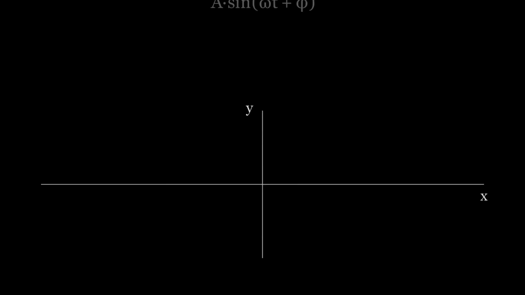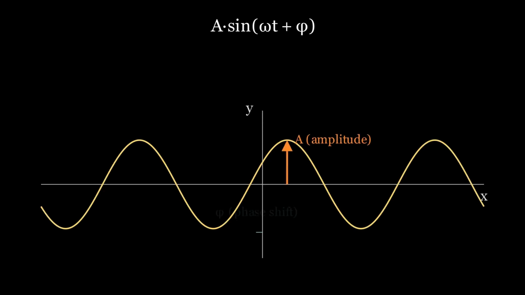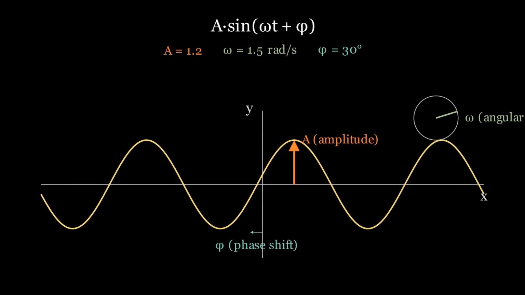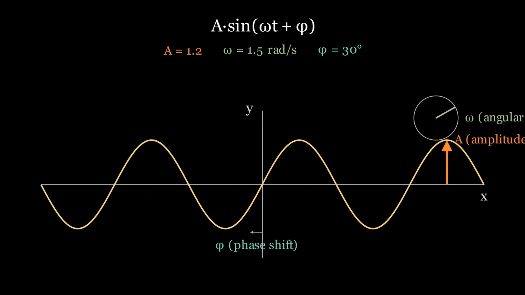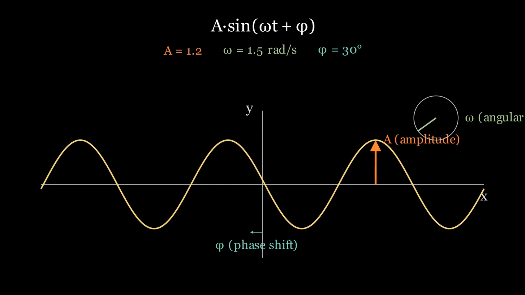In electrical circuits, the sine wave can be represented as A sin(ωt ± φ), where A is the amplitude of the wave, ω is the angular speed, and φ is the phase shift.